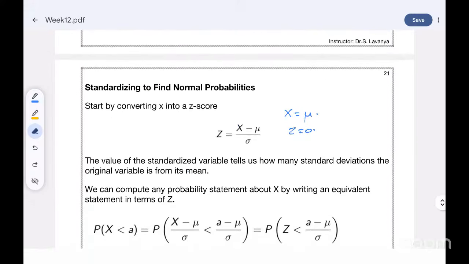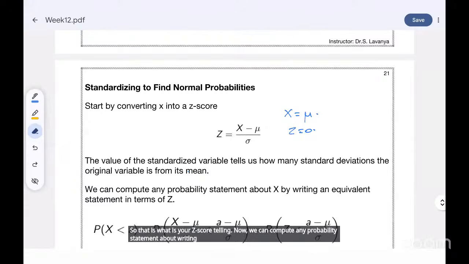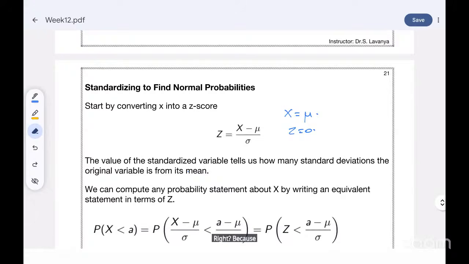Okay. So that is what your Z score is telling. Now we can compute any probability statement about X by writing an equivalent statement in terms of Z. Right? Because now what happens?